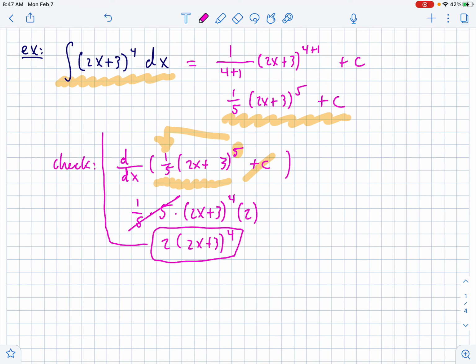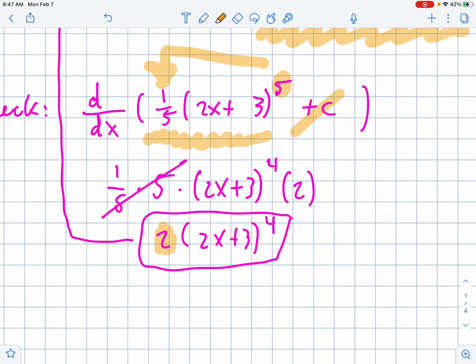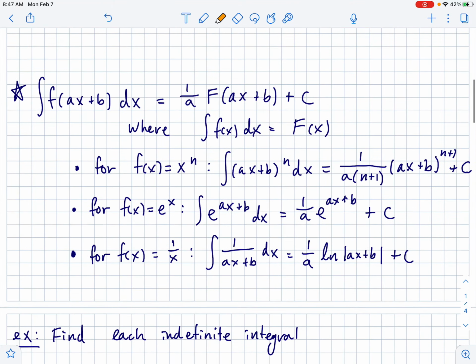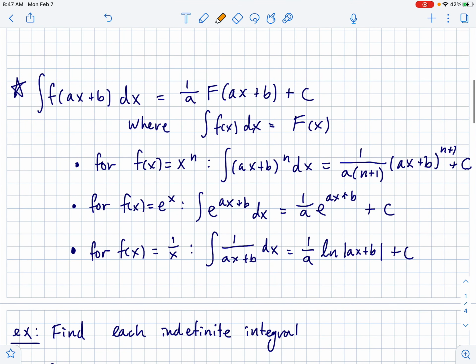Now these cancel each other out, and then we get 2 times (2x plus 3) to the power of 4. If we look at this and check it with the original, they don't quite match up. That 2 out in front is a problem. There's no 2 in the original one. So you can still do this process, but we need one extra little step to cancel out that 2 in front.